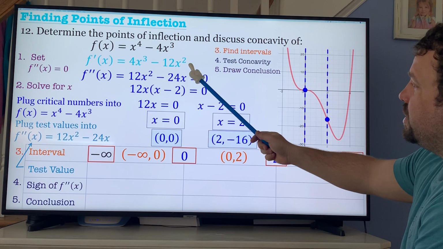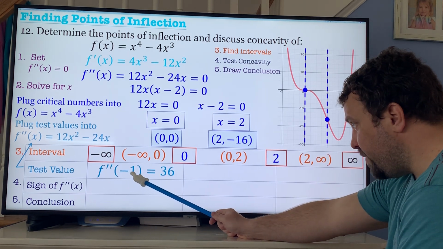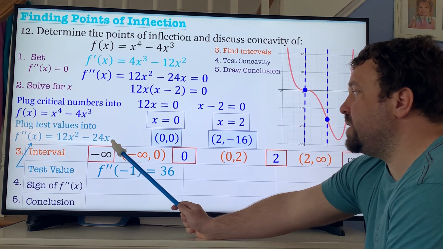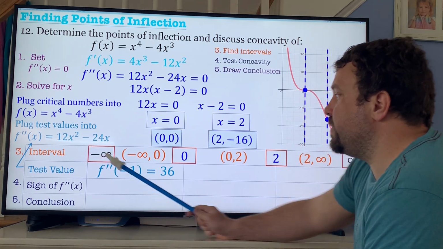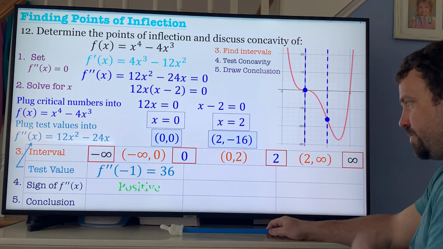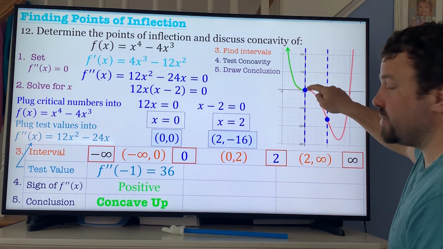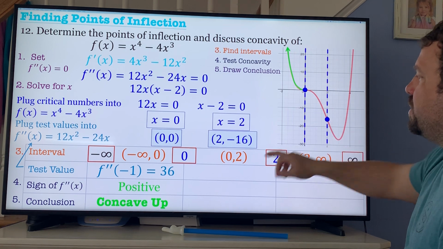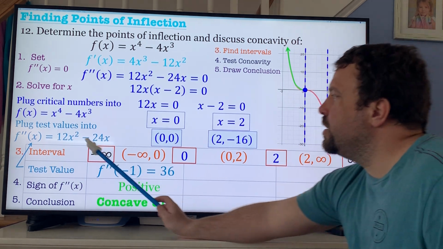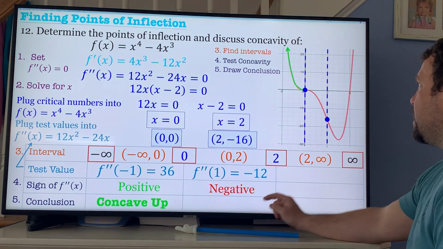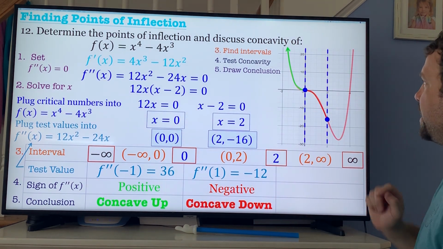All right, here's the second derivative. If I pick negative 1: 12 times 1 minus 24 times negative 1. So 12 plus 24 is 36. Positive number, concave up. Look right here, the graph's concave up. Wow. Pick a number such as 1: 12 minus 24 is negative 12. Negative number, concave down. So this should be concave down, and it actually is.